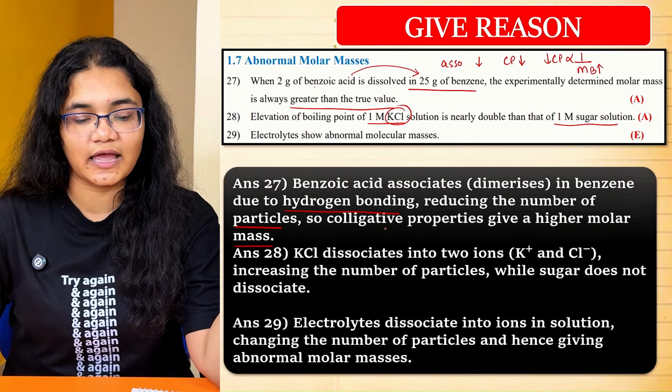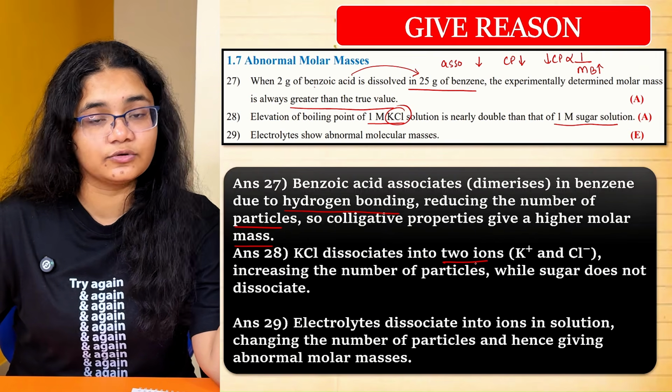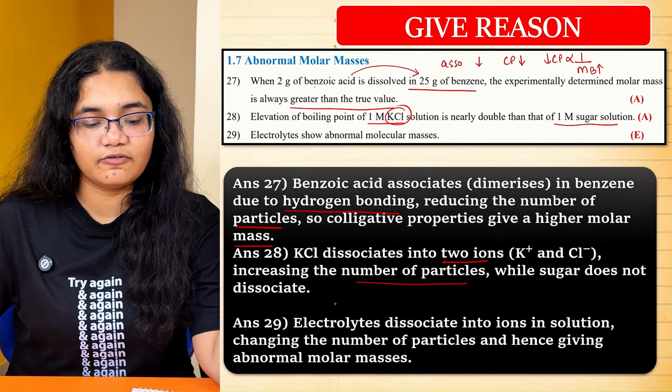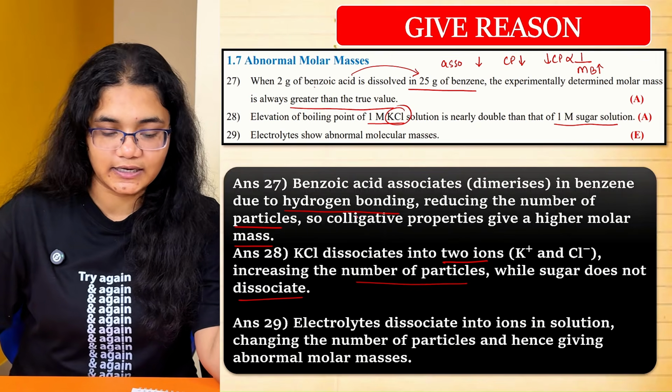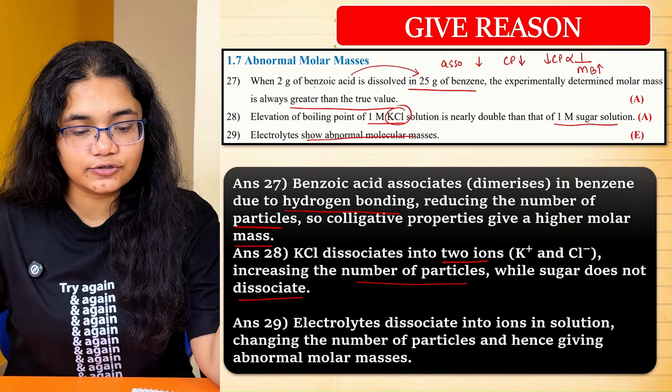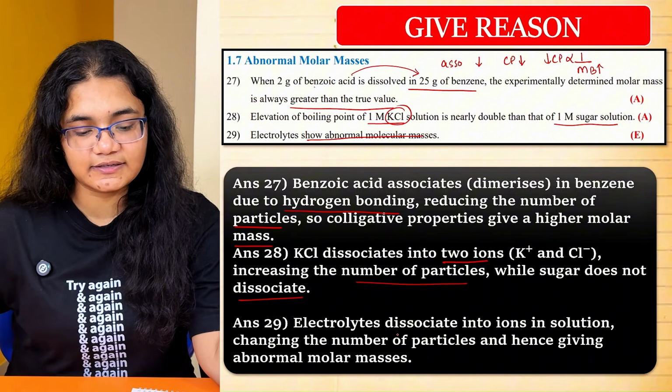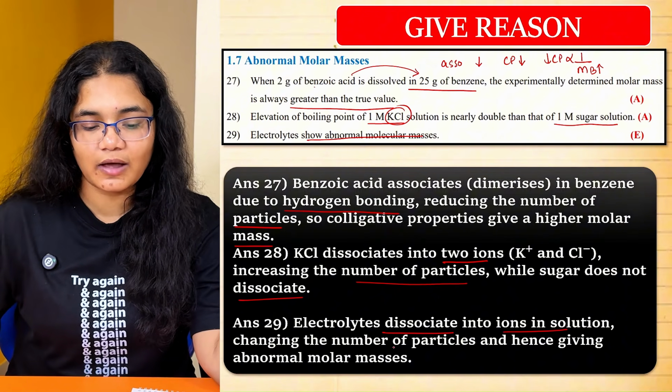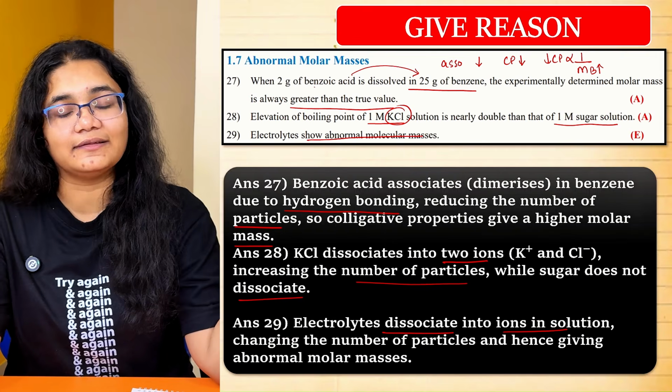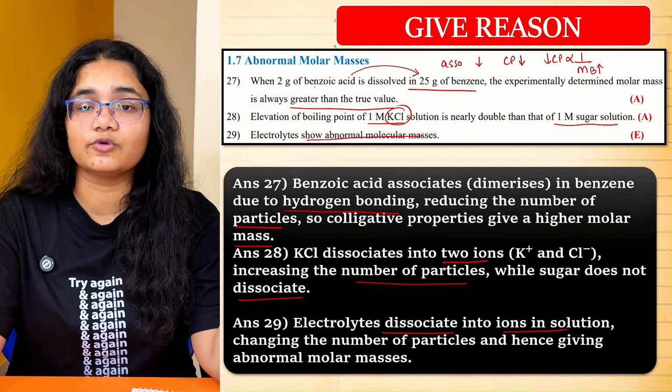Next, elevation of boiling point in KCl is nearly double that of the sugar solution. That is because KCl dissociates to give two particles, increasing the number of particles, while sugar does not dissociate. Next, electrolytes show abnormal masses. We have already discussed that electrolytes undergo dissociation into ions, changing the number of particles, and that is why the colligative property value is also different.